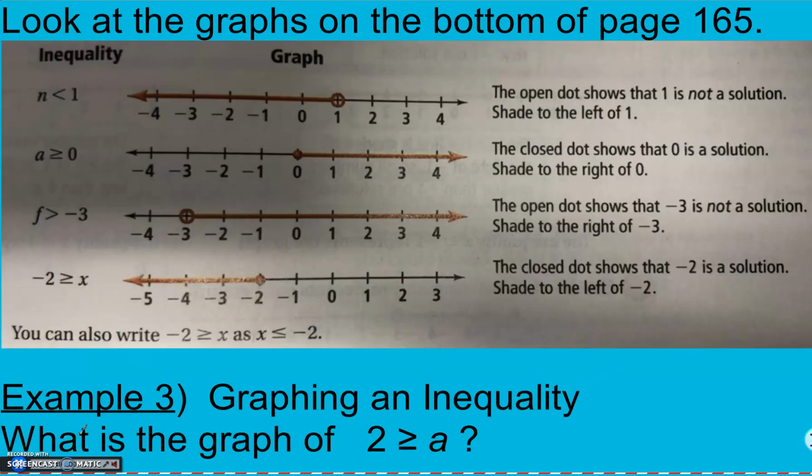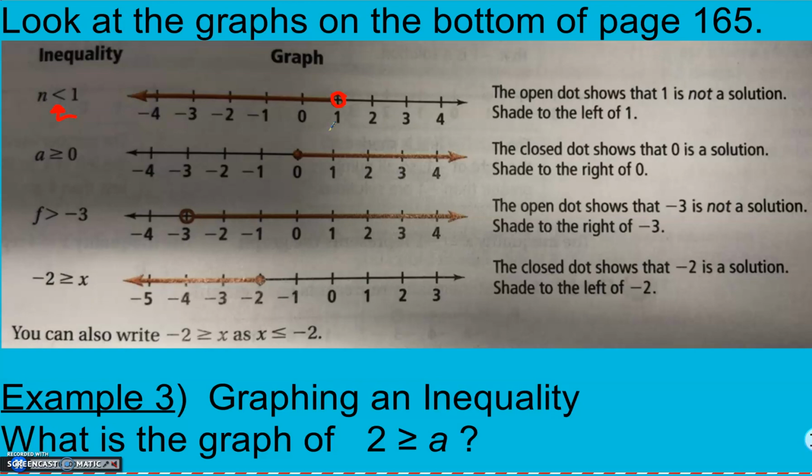Now let's take a look at the graphs on the bottom of page 165. I have them here as well. The first inequality is n is less than 1, and that's a less than symbol. So at 1, we put an open circle because it's not equal to. If it's equal to, okay, it's one of our answers, and all of our answers are shaded. Our boundary point is what we call that one. That's where it splits our graph into everything that is an answer to everything that's not.